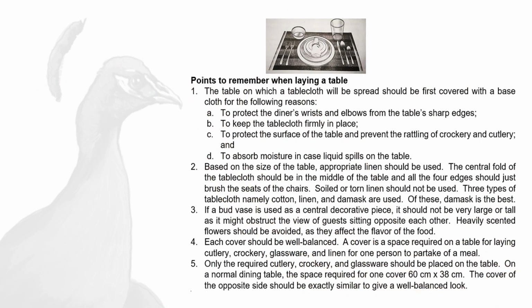Number 2. Based on the size of the table, appropriate linen should be used. The center fold of the tablecloth should be in the middle of the cloth, and all the 4 edges should just brush the seats of the chairs. Soiled or torn linen should not be used. 3 types of tablecloth, namely cotton, linen, and damask, are used. Of these, damask is the best.